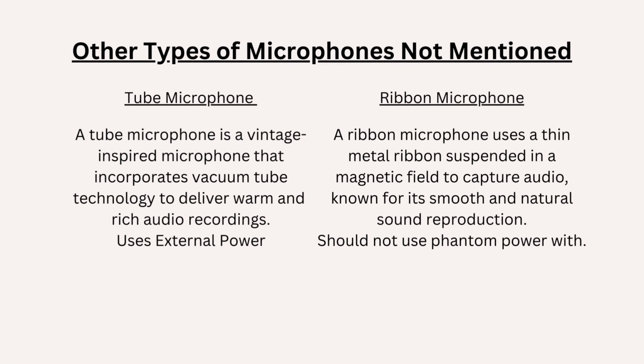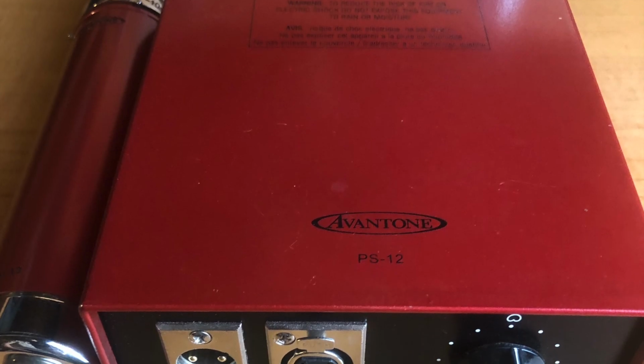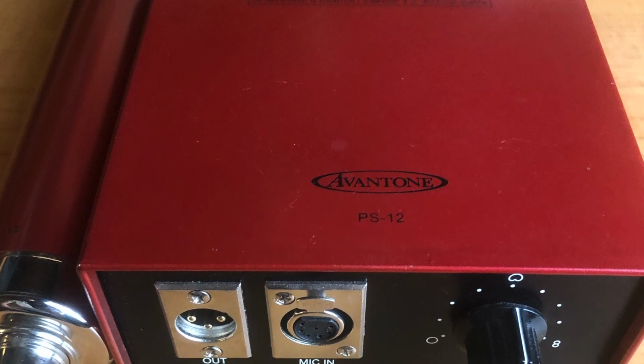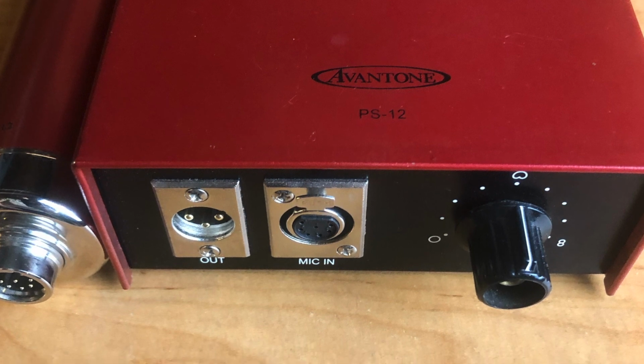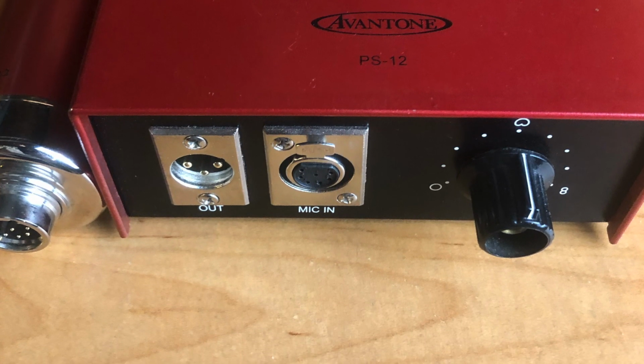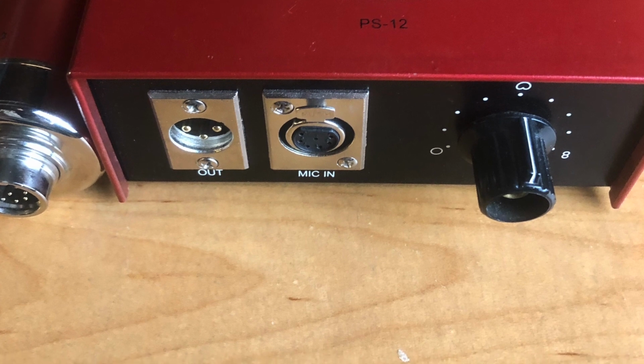I wanted to mention briefly two other microphones you might run into that are just used for auxiliary situations where you're looking for a specific type of sound. First of the two is a tube microphone, and that is a vintage-inspired microphone that incorporates vacuum tube technology to deliver warm and rich audio recordings. Now these, unlike a condenser microphone, actually have a dedicated external power box. On the microphone I have, there's a box that you can plug your microphone into, and then from there you take an XLR cable to your interface or your preamp, and that goes to your recordings.